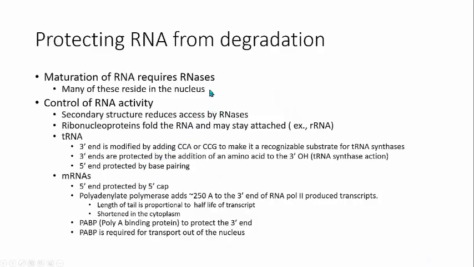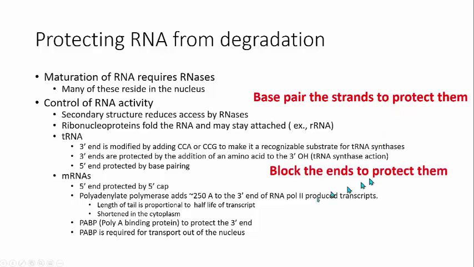You need to know that RNAs are protected from destruction, both in the nucleus and in the cytosol, because they are in secondary structure. They have proteins attached to them. They have their ends modified both in tRNAs and mRNAs. For example, the 5' cap, which is unique for mRNAs, and the poly A tail, and then the binding proteins such as poly A binding protein and cap binding protein further help to protect those RNAs from destruction. Base pairing protects the RNAs, as does blocking the ends.